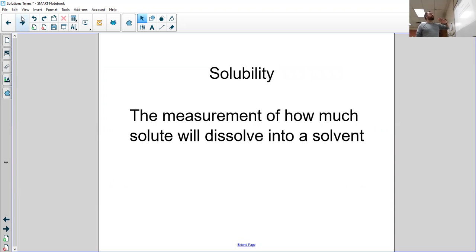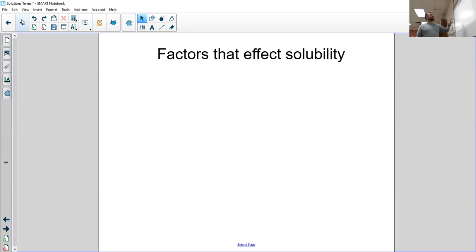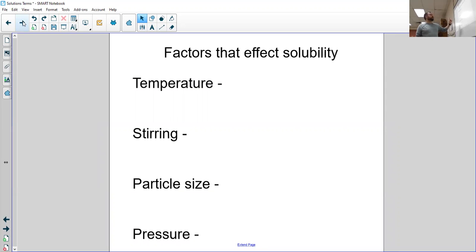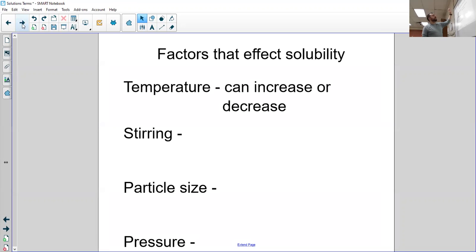So we also have solubility. So this is the measure of how much solute will dissolve into a solvent. So this is where we find whether we have unsaturated, saturated, or supersaturated, as a measure of the solubility. So we have a couple factors that are going to affect solubility. We actually have four. So we have temperature, stirring, particle size, and pressure. Now, temperature can either increase or decrease the solubility, the amount of solute in solvent, depending on what our solution is. We'll talk about that in just a second.